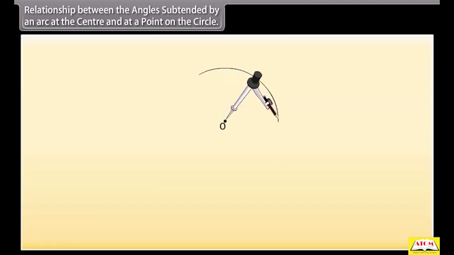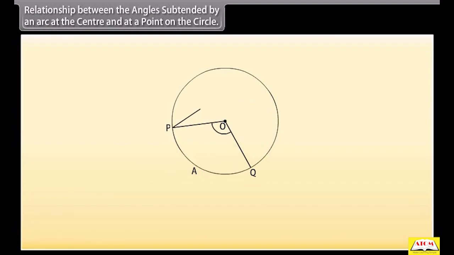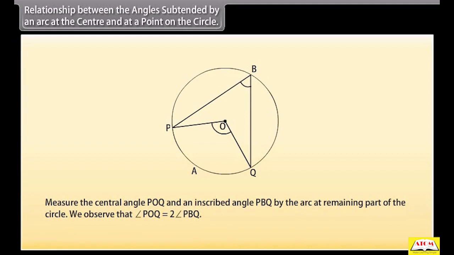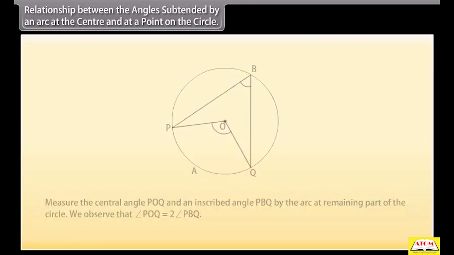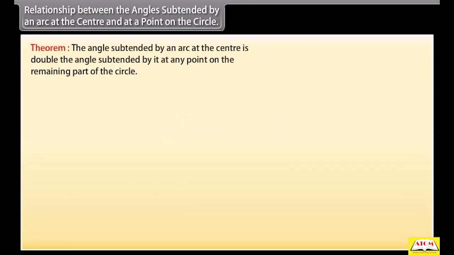Relationship between the angles subtended by an arc at the center and at a point on the circle. Draw a circle with center O. Let PAQ be an arc and B be any point on the circle. If we measure the center angle POQ and the inscribed angle PBQ by the arc at the remaining part of the circle, we observe that angle POQ is equal to 2 into angle PBQ. This activity gives us a theorem. Theorem. The angle subtended by an arc at the center is double the angle subtended by it at any point on the remaining part of the circle.